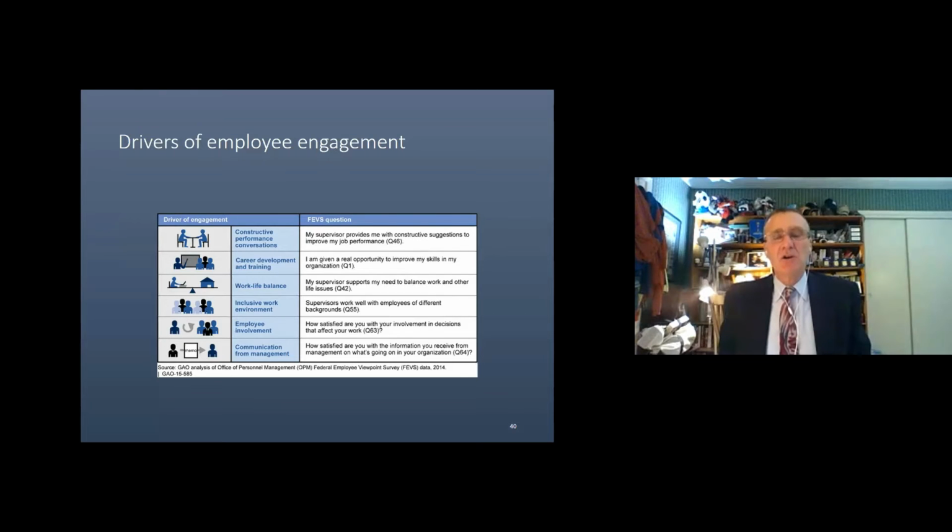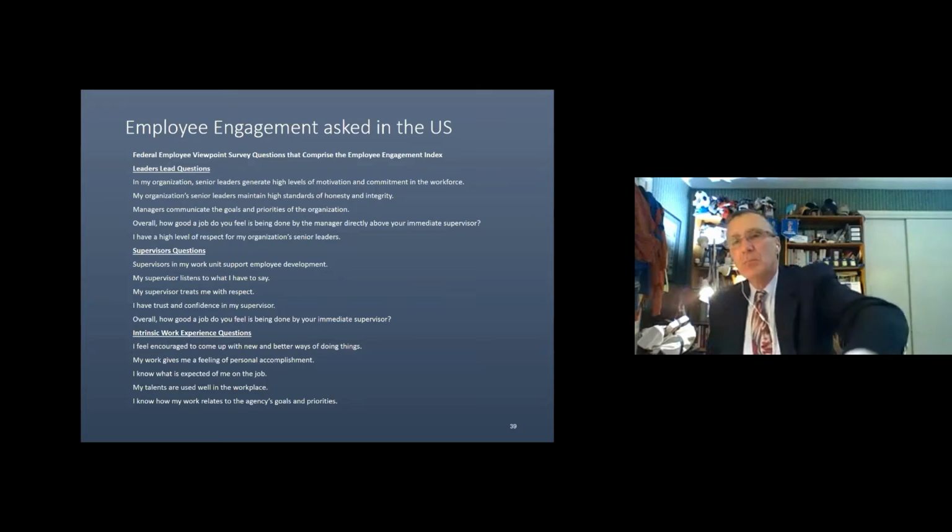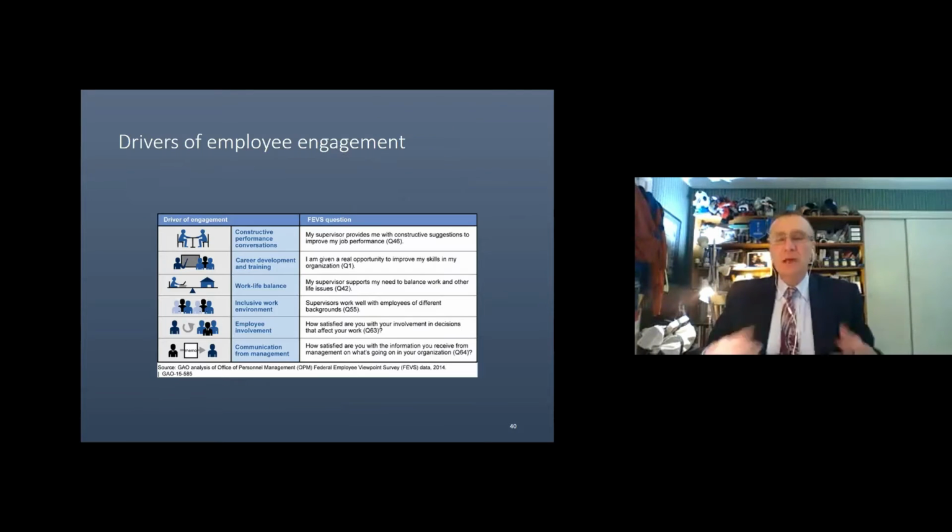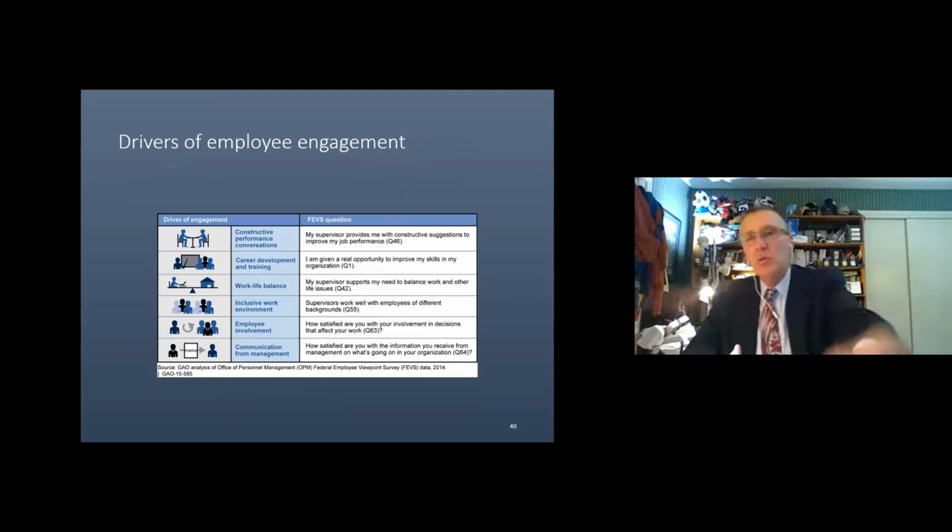They scored high on the question of how satisfied are you with your involvement in decisions that affect your work, and how satisfied are you with the information you receive from management on what's going on in your organization. While all of these questions are good and important, what I would urge you to do, and this isn't just at an agency head level or minister level, this is at anyone within the organization, you will get improved performance from your teams. The data shows if you focus on these 6 things.